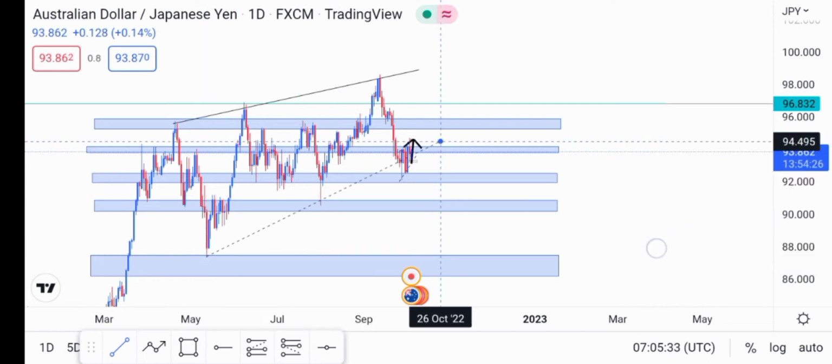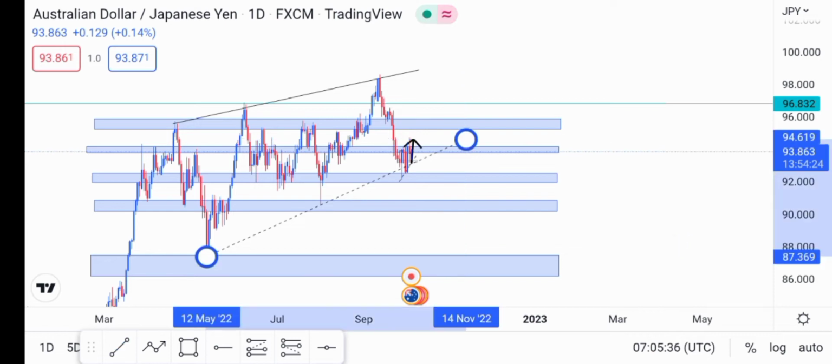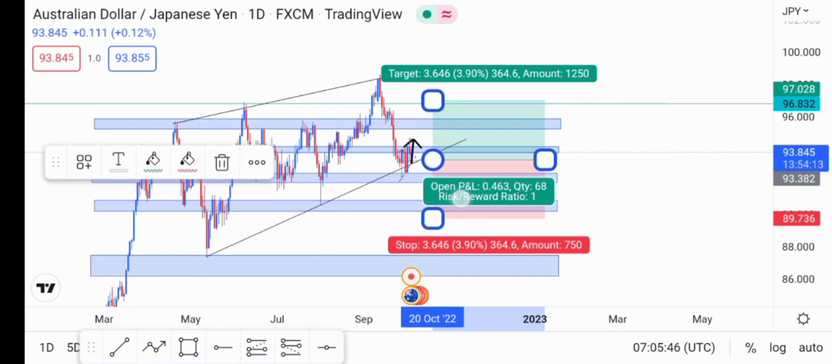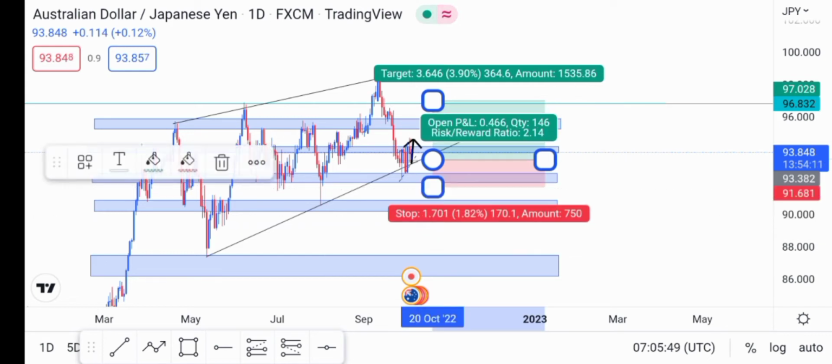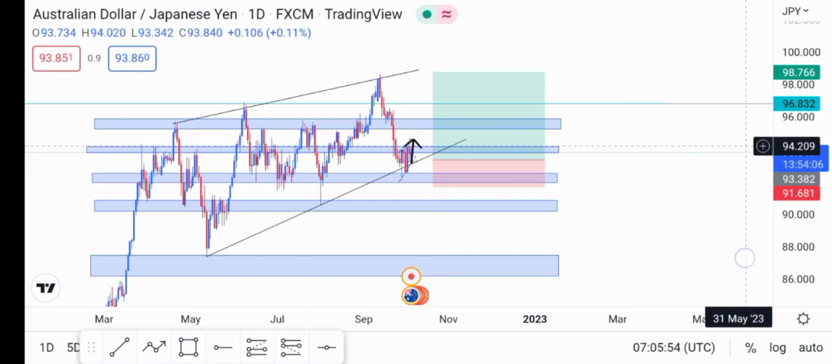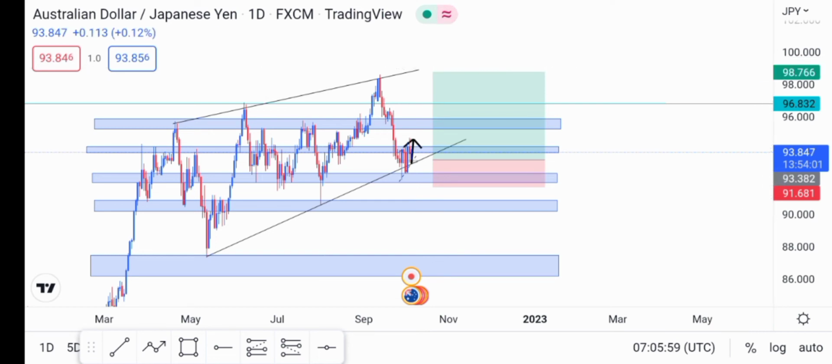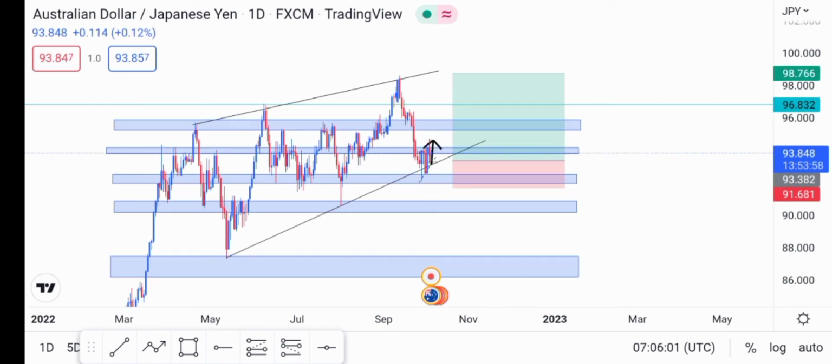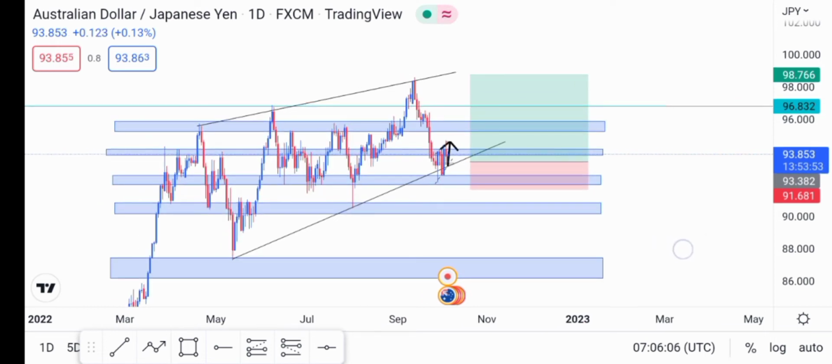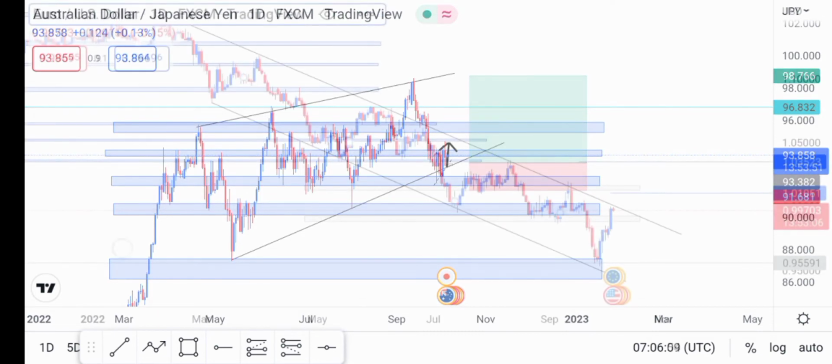Okay, so remember guys, we still have this line here. So currently on this one, to be honest, this should be our overall entry level right over there, and this could be our overall target right over here. But you know, here's our first take profit, second take profit, first take profit, and the last take profit. So yeah, that will be all for AUD JPY. Let us move to Euro USD.